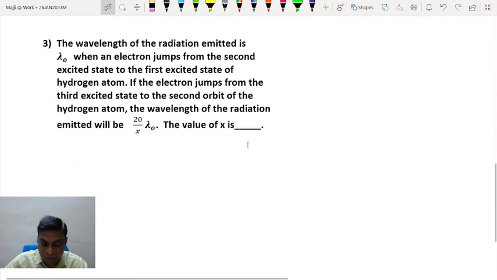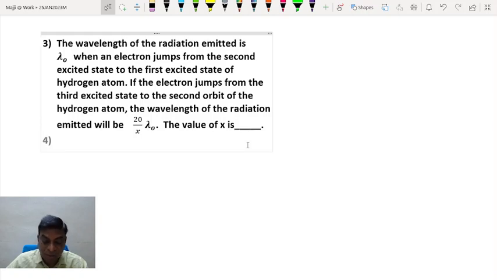Then coming to the third question: the wavelength of the radiation emitted is lambda naught when an electron jumps from the second excited state to the first excited state of hydrogen atom. If the electron jumps from the third excited state to the second orbit of the hydrogen atom, the wavelength of the radiation emitted will be... Students, a small piece of advice, you have to be very, very cautious regarding the terms excited state and orbit.